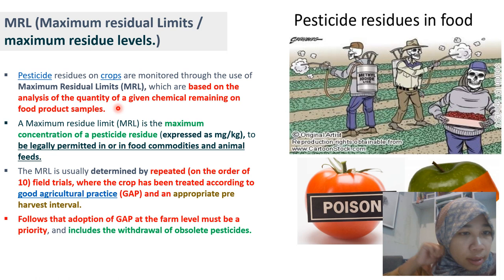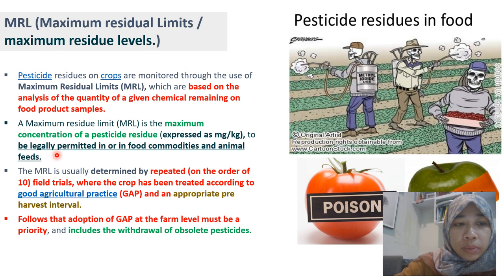A maximum residue limit is a maximum concentration of a pesticide residue, expressed as milligrams per kilogram, legally permitted in food commodities and animal feed. So this is important. We should pay attention to the MRL.